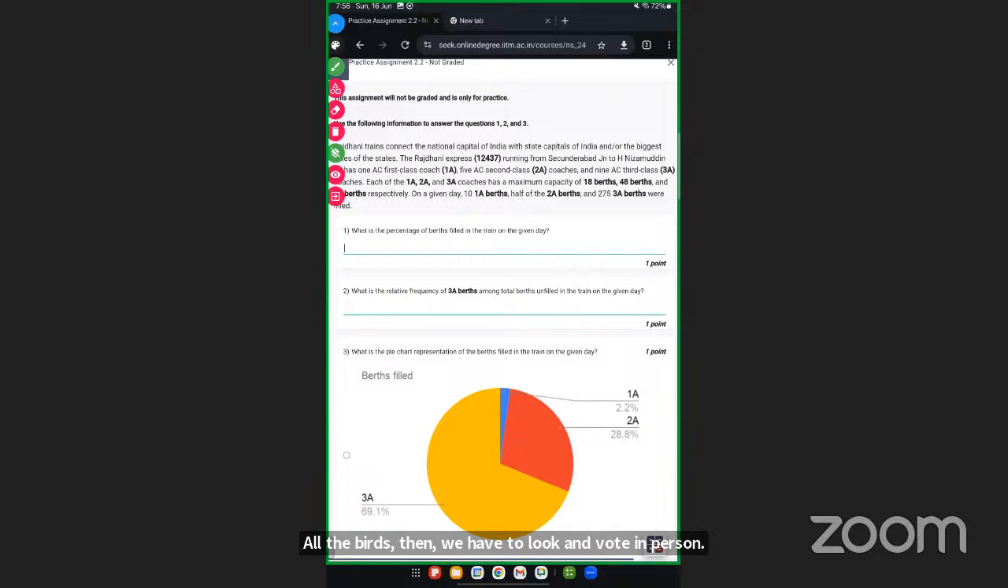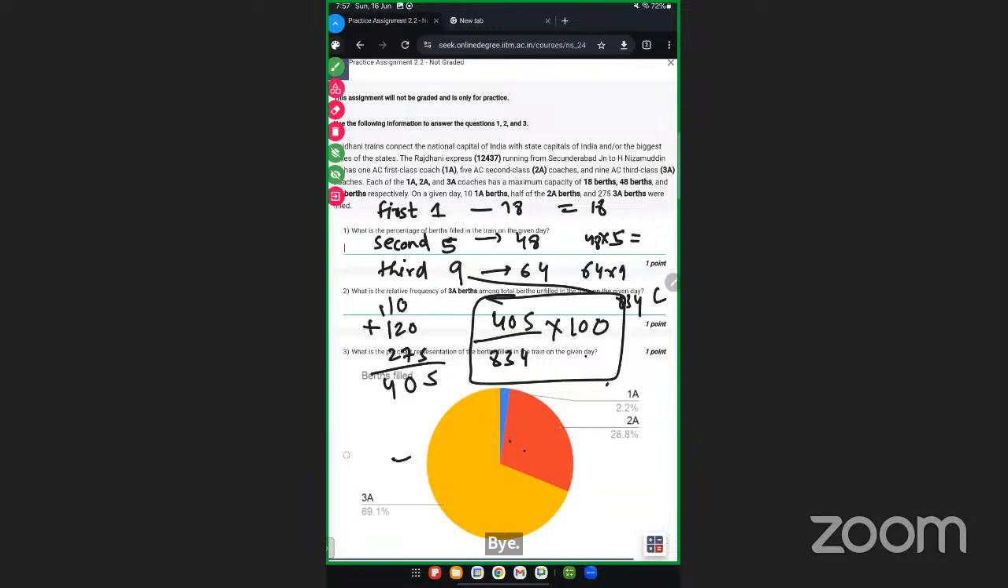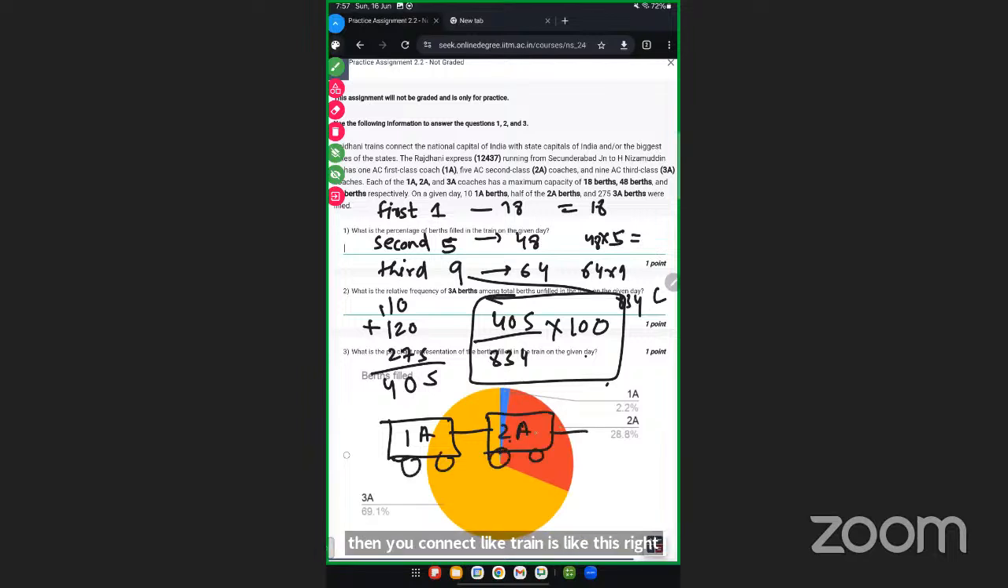Yeah. So what is the doubt then? You got it right. You have to try it. See, 18 berths are first AC. 48 berths are there in a second AC train coach. Okay, so there are coaches. This is a first AC coach. Then you connect, like the train is like this, right? This is second AC. This is third AC coach. So there are different coaches available in a train. In this, 18 berths are there. If this is a coach, there are 48 seats available. And in this, there are 64, I guess.